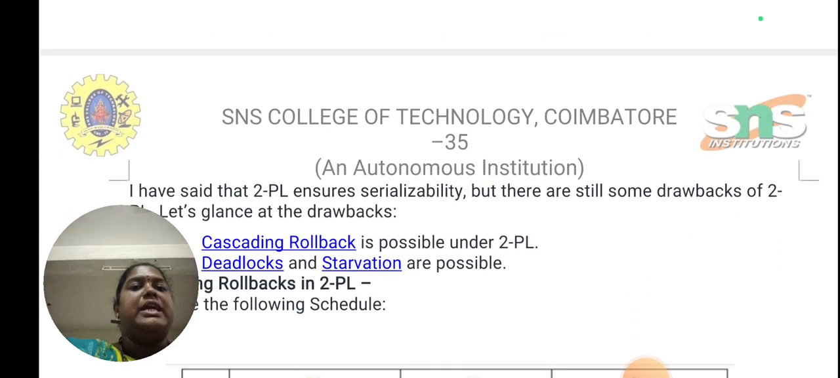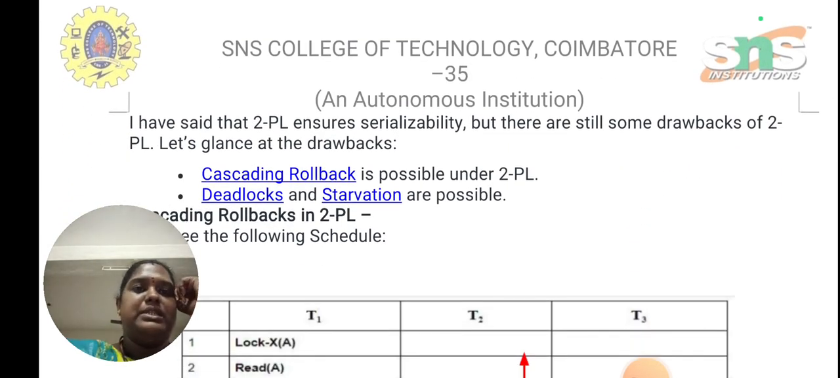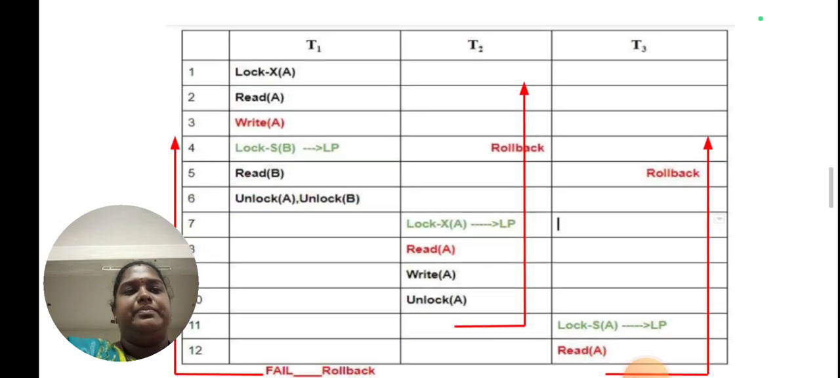You surely understand that I have said 2PL ensures serializability, but there are still some drawbacks of 2PL. Cascading rollback is possible under 2PL. Deadlock and starvation are also possible.